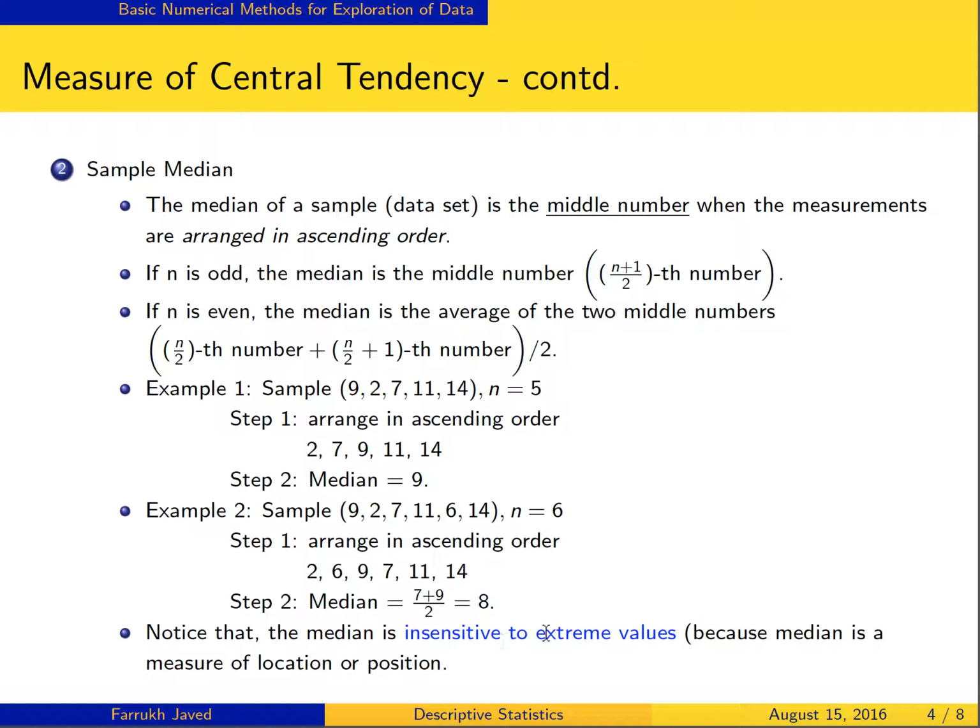Notice that the median is insensitive to extreme values, because the median is a measure of location or position. The median gives you the position or location of the number, it doesn't give you the number actually. That's why the median is more popular when you have data with extreme values. The mean is not that suitable when you have extreme values or outliers. Sometimes in statistics we call those values outliers. In some graphs, hopefully we will see those outliers. Graphical ways are also very good ways to judge whether there are any outliers in the data or not.